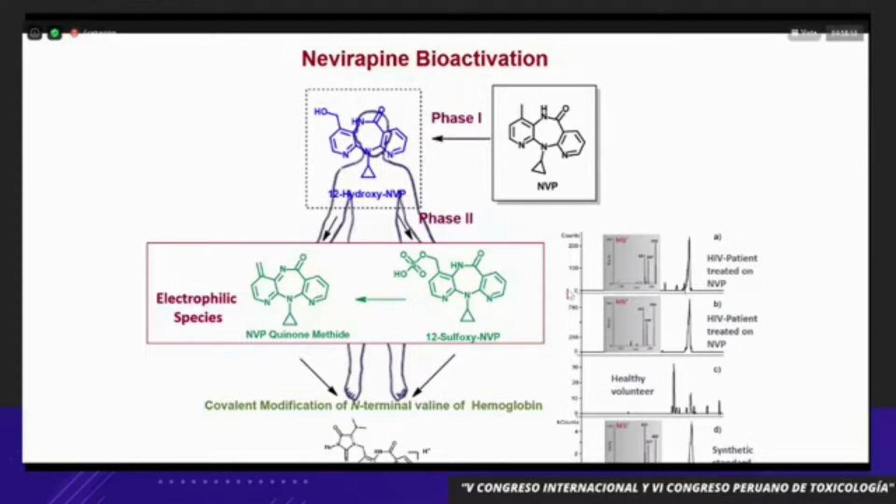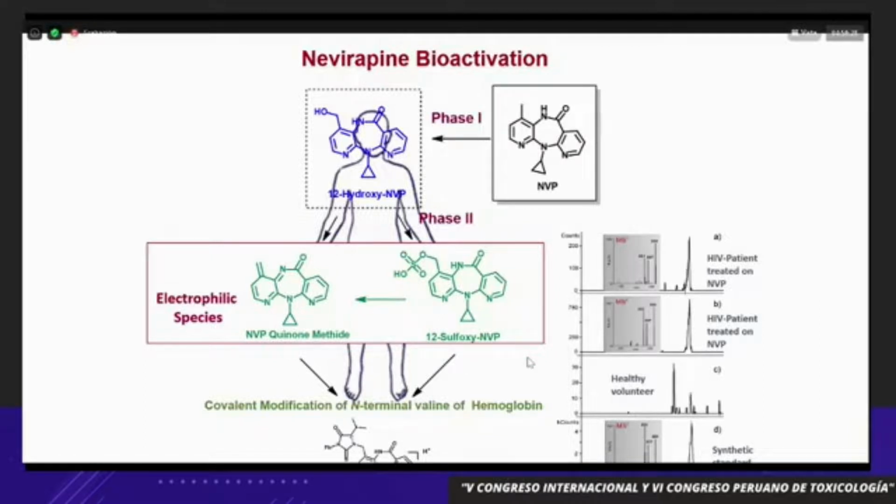This constituted the first unequivocal evidence that nevirapine could indeed be bioactivated in vivo to reactive metabolites capable of covalently modifying proteins. However, both 12-sulfoxynevirapine and nevirapine quinone-methide give rise to exactly the same adduct. So with this experiment, we could not identify exactly which of these two metabolites was the reactive one.